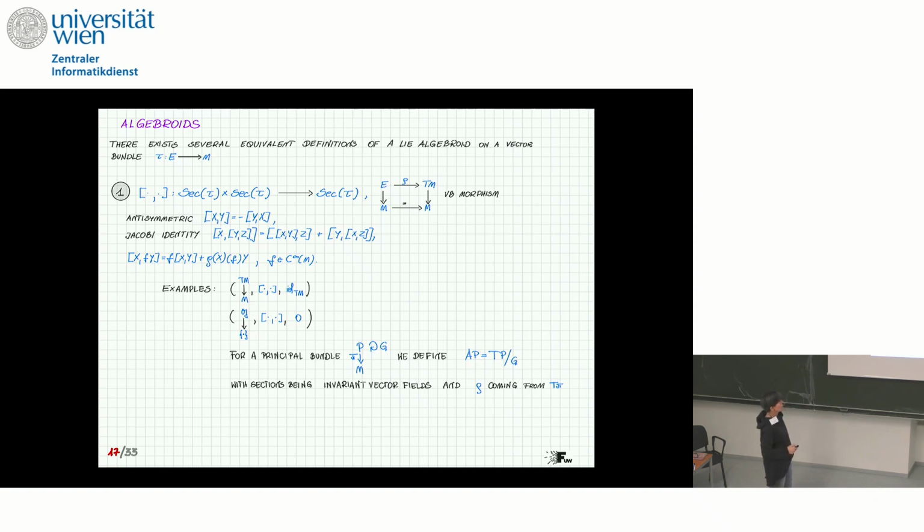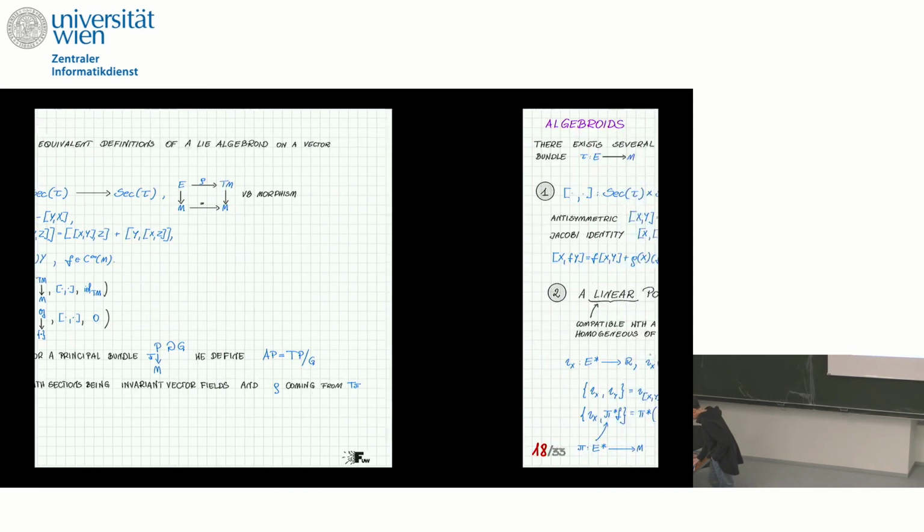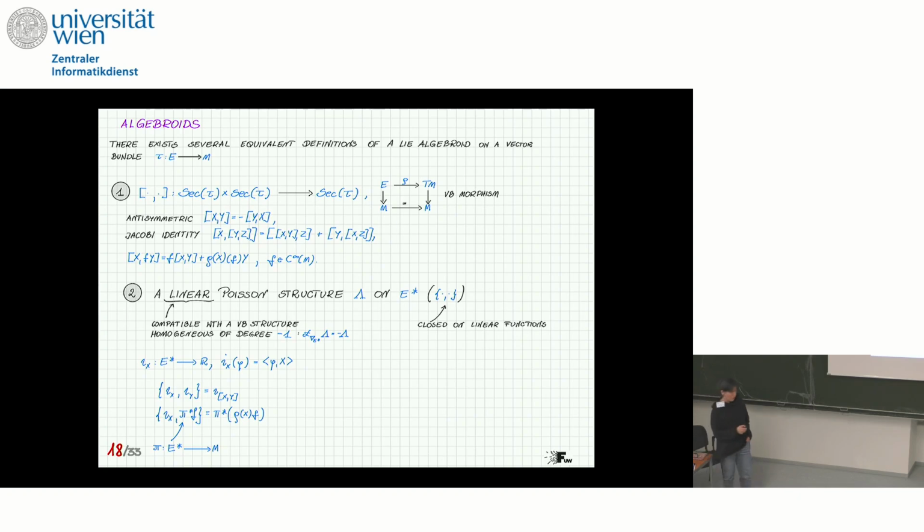Anchor is just the tangent of the projection here. So this is another example. There are more, but we don't need them at this moment. So this was the first definition, shortened here, first definition of an algebroid.